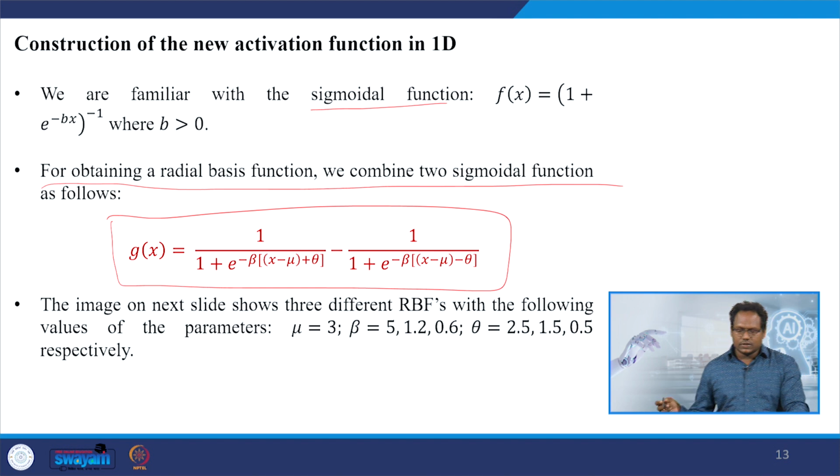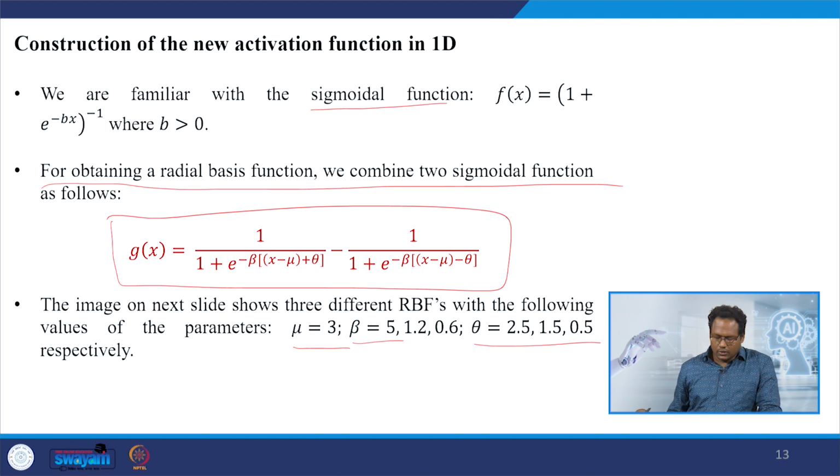The image on the next slide shows three different RBFs, radial basis functions, with the following values of the parameters, which involves mu equal to 3, beta equal to 5, 1.2 and 0.6, and theta is again a vector of 2.5, 1.5 and 0.5 respectively.